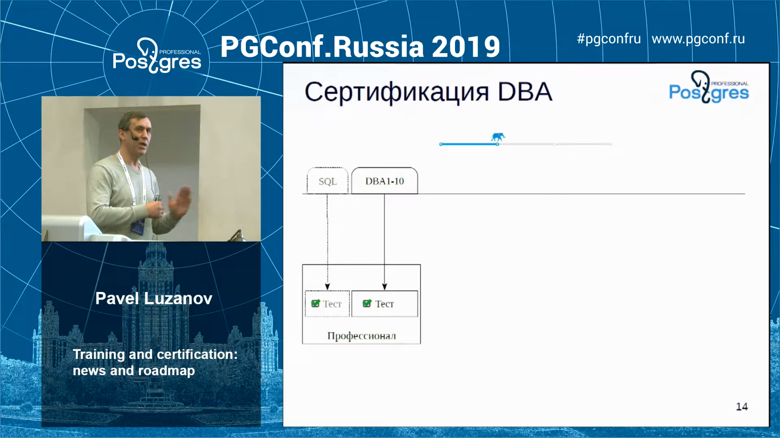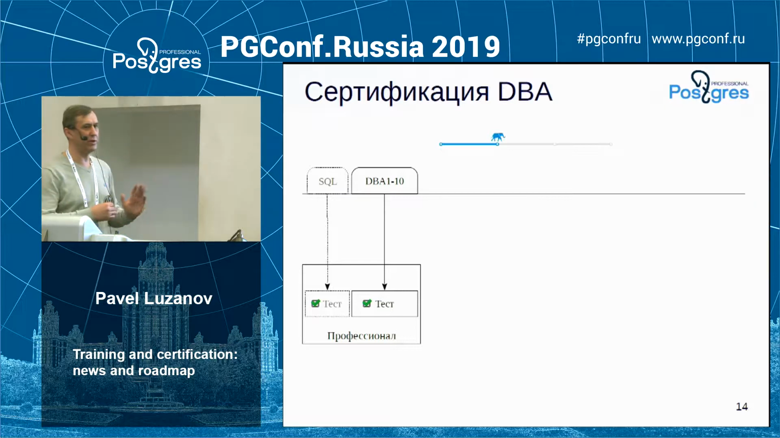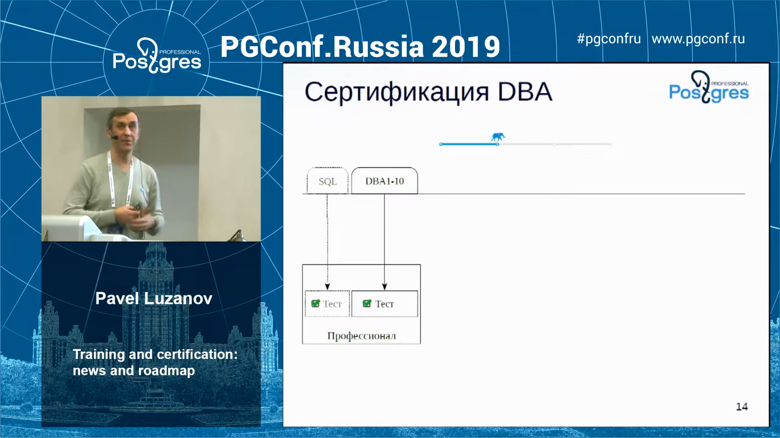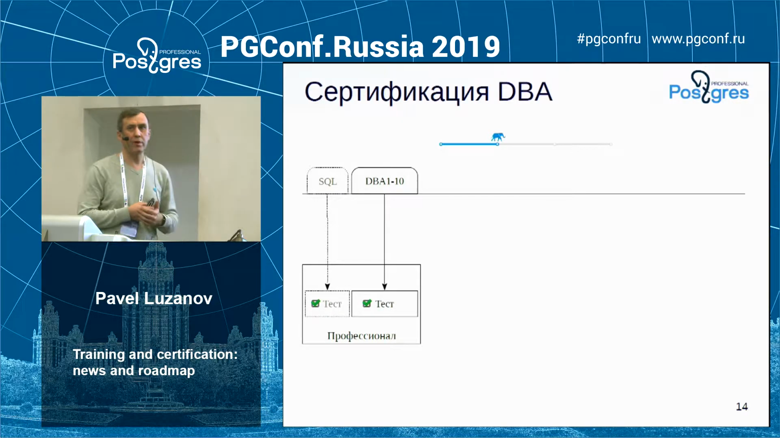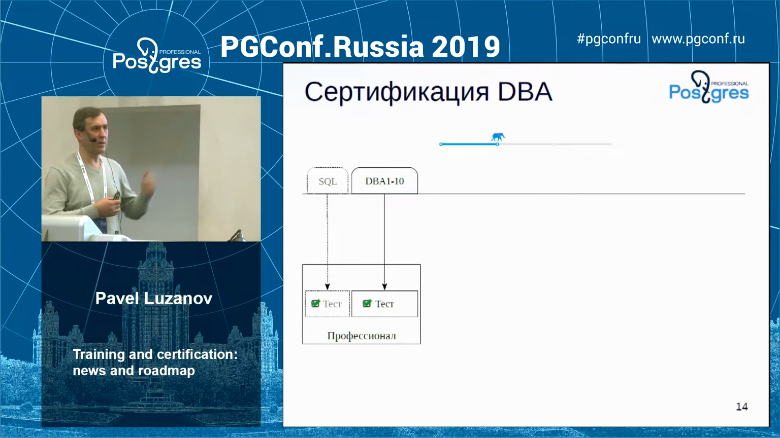Since we have DBA courses longer, we will be issuing them in the first way. So first it will be for professionals and for moderate users. So if you go through DBA 1 to 3, you will get a professional certificate.